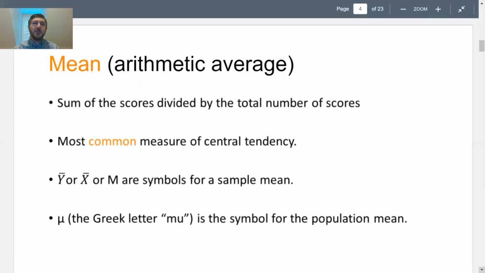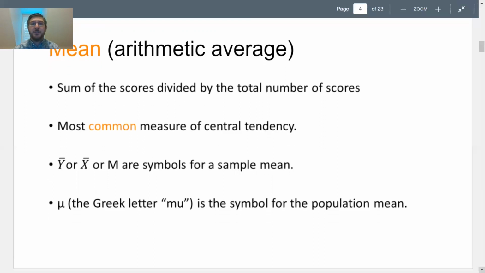So the mean, you're probably all familiar. It's the same thing as the arithmetic average. You add all the scores in the distribution together and divide by the total number. The mean is the most common measure of central tendency. You'll see it most often reported in research. We'll symbolize this a lot. You'll see it symbolized with Y bar, the bar over the top, or X bar, depending on what textbook you look at. Or you'll often see people use M equals to represent the mean.